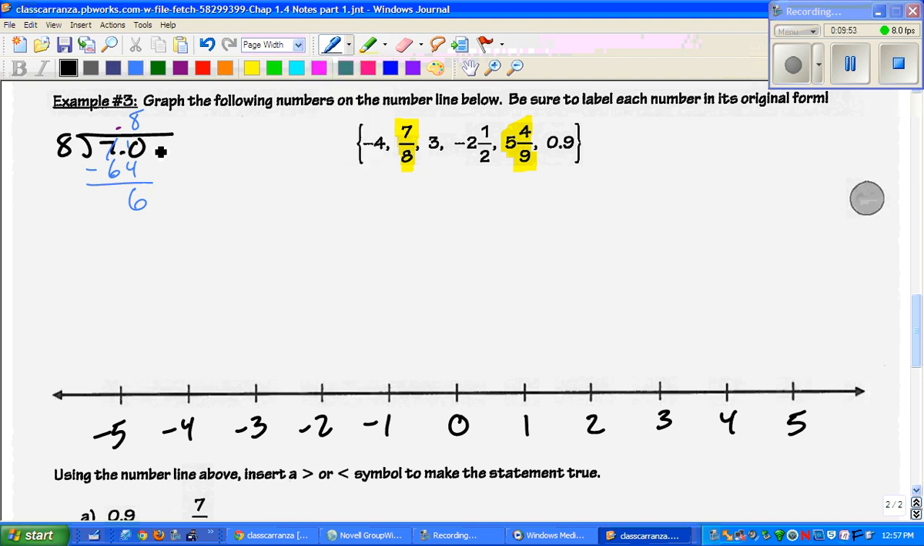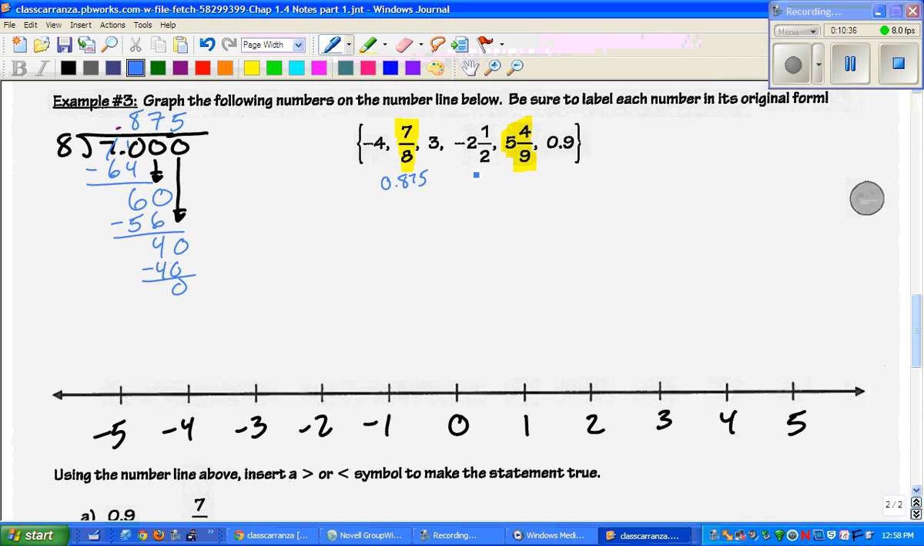Now, we got to keep going. So we got the 0. Drop it down. How many times does 8 go into 60? That is 7 times. 8 times 7 is 56. We're still not done. Let's add a 0. Drop it down. How many times does 8 go into 40? And that is 5 times. And we're done with that one. So 7/8 is really 0.875.